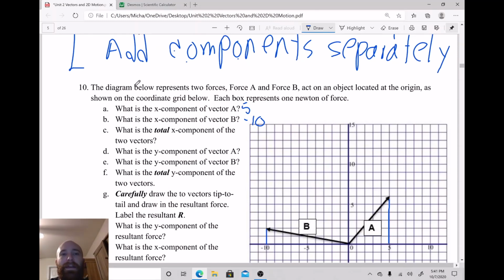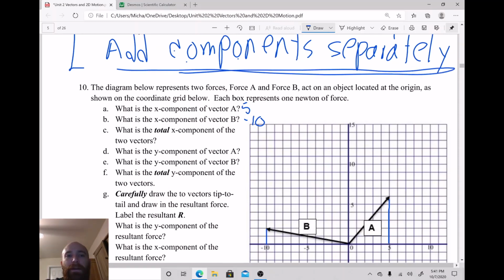So when I say that we add the components separately, this is what I mean. We have the x components of the two different vectors, and we're just going to combine them. Plus 5 minus 10, I think that's a total of negative 5. So our resultant vector, the combined effect of these two when we add them together, will have a horizontal component of negative 5.